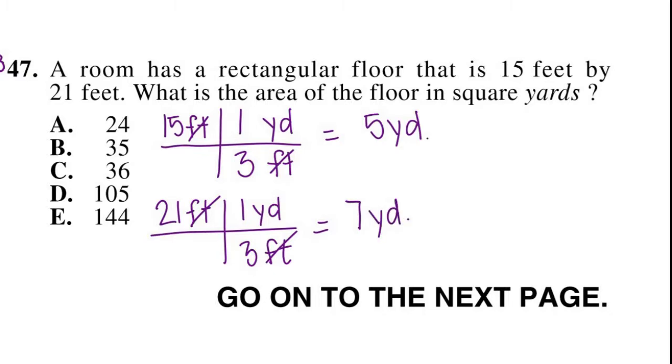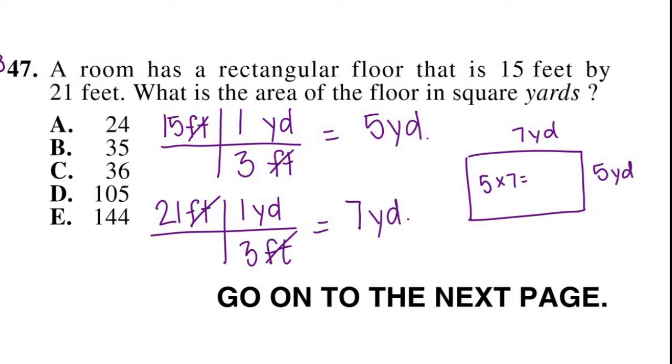So now our floor is 5 by 7 yards. What is the area? Well, now we just do 5 times 7, which leaves us with 35 square yards, which matches answer choice B. The answer to number 47 is B.